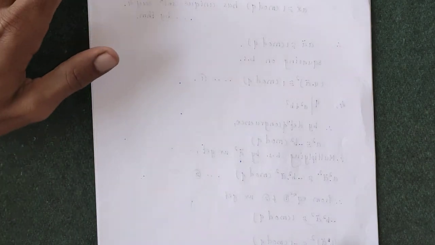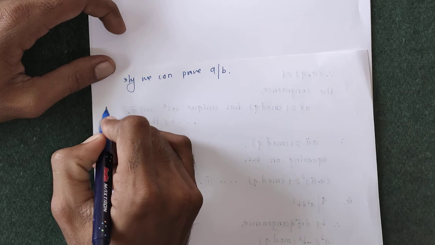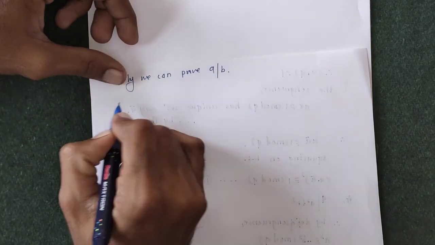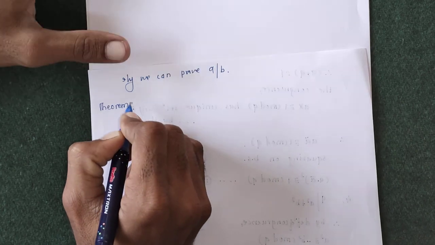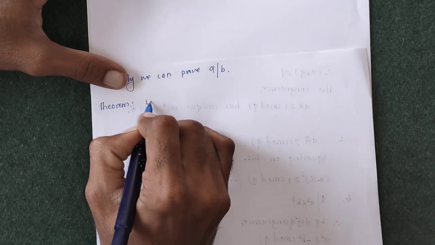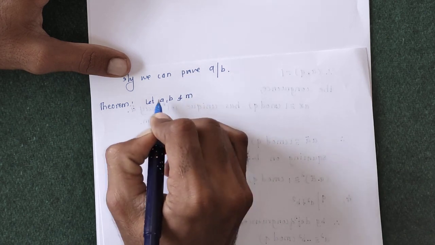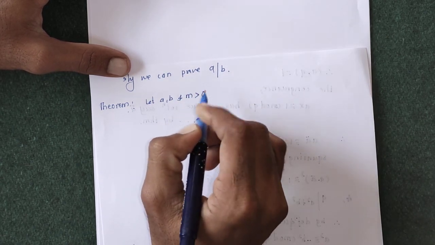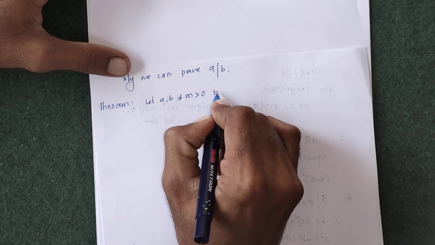Today we are going to discuss one more important result of number theory. The statement of the theorem is: let a, b and m be three integers in which m is a positive integer.